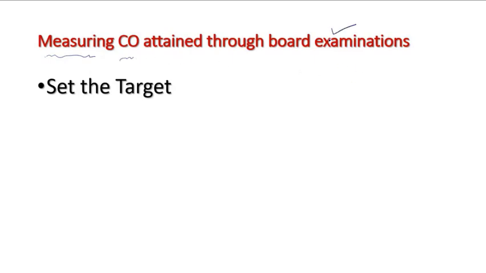And the first step is to set the target. The target may be stated in terms of percentage of students getting more than the board average marks in the final examination. The program may choose an attainment level on its own, but with proper justification. This target level will change in every assessment year depending upon the attainment. We will discuss how to set the target levels with one example.